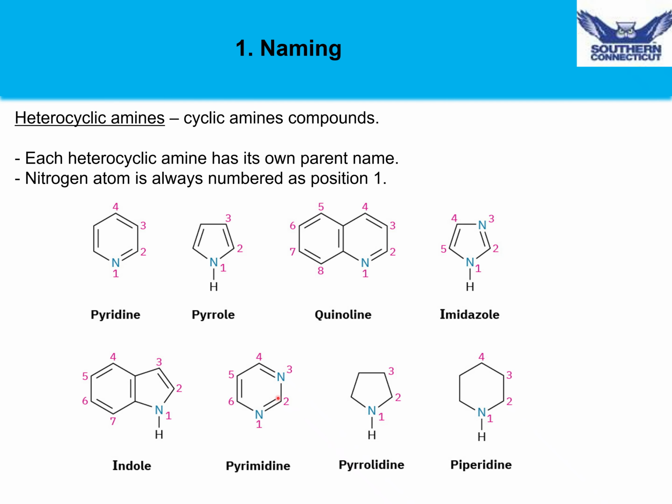Pyrimidine is similar to pyridine in that it has a 6-member aromatic ring, but it has 2 nitrogens instead of 1. Pyrrolidine is a 5-member ring with no aromaticity, and piperidine is a 6-member ring that is also not aromatic.